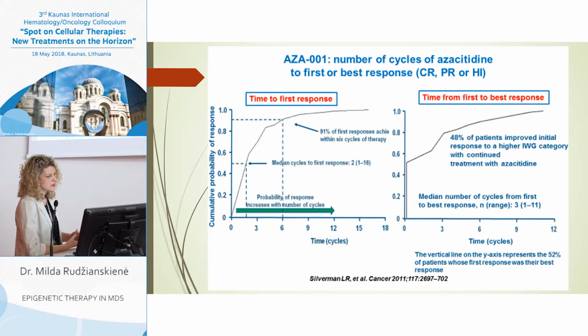From this other registration trial data, we can see that the median number of cycles to first response in this trial was 2. But if the patients continue to 6 cycles of the treatment, 91% of the responses are achieved. And 48% of the patients can improve their initial response after 3 cycles.